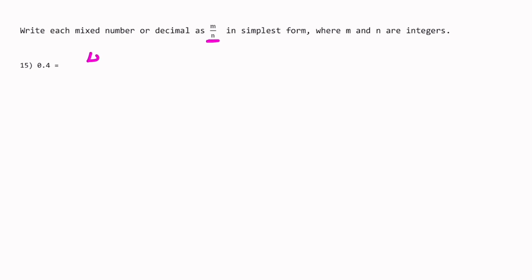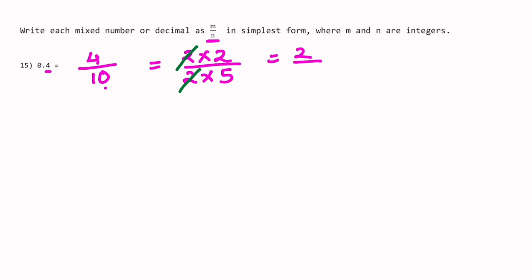Yes, you write 4 over 10. Why? Because we have one decimal digit after the decimal point, right? We have one digit, so one zero. If we have two digits, two zeros. Okay? And now this is a simple number. 4 is 2 times 2 and 10 is 2 times 5. And the common numbers are out. So what are we left with? 2 over 5. That's it.